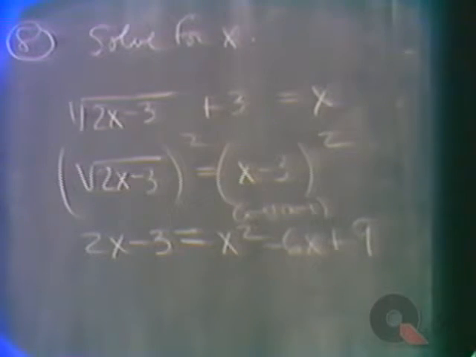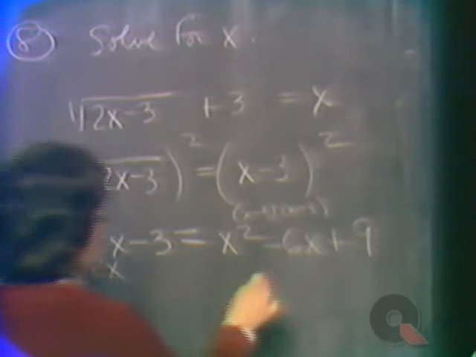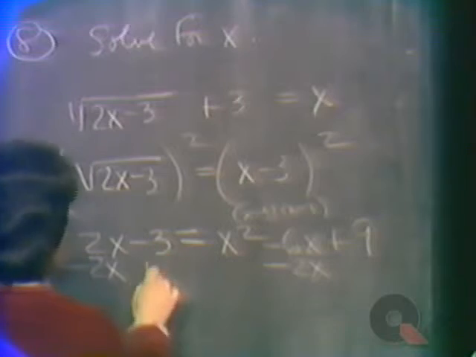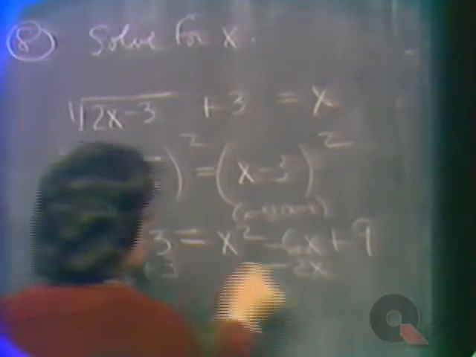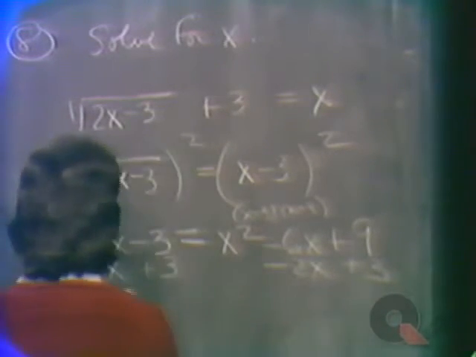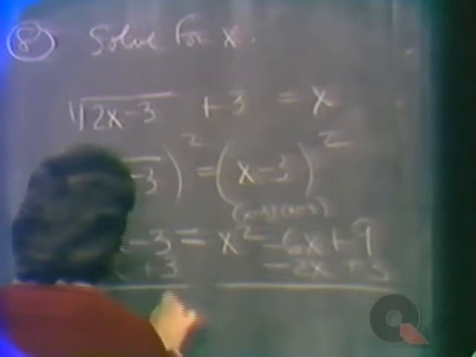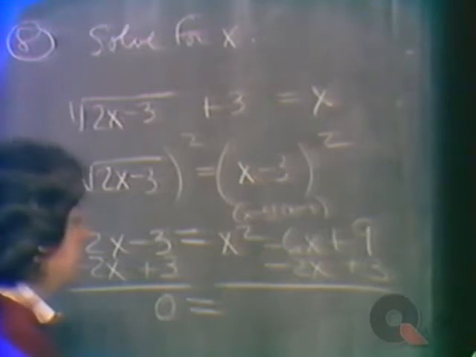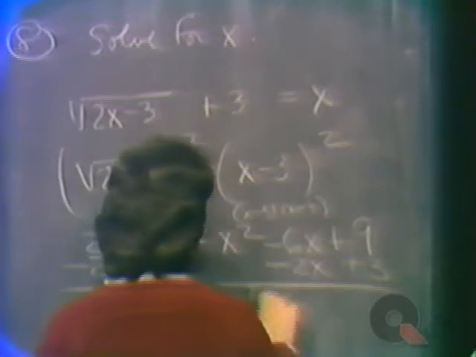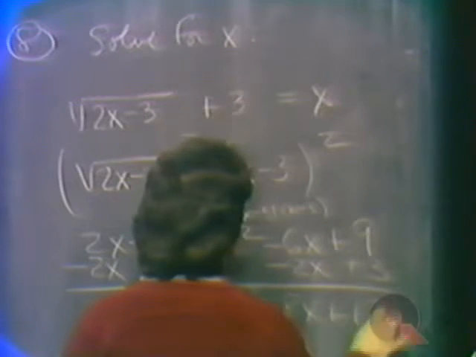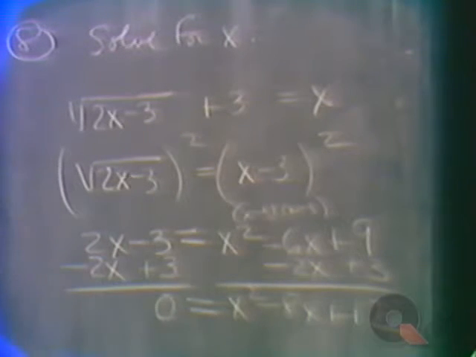Okay, let's subtract 2x from both sides of the equation and add 3 to both sides of the equation in an effort to get everything on one side and 0 on the other. Gives us x squared minus 8x plus 12.